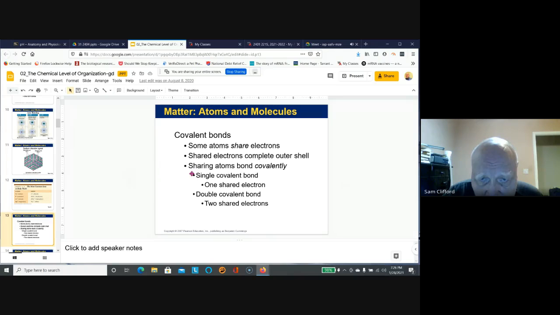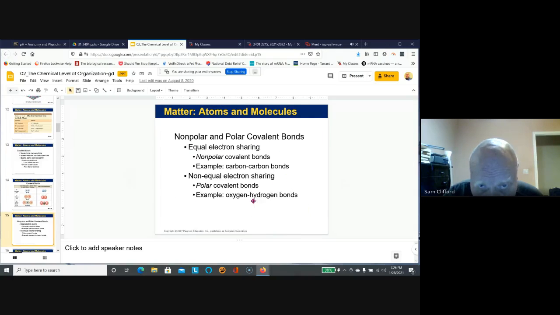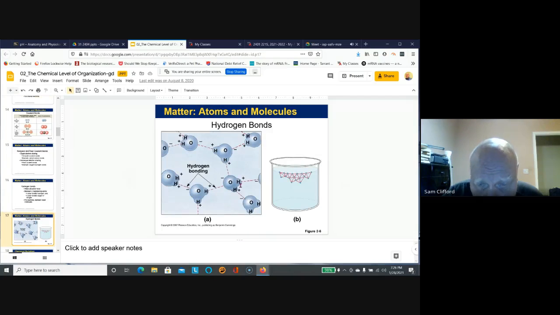Covalent bonds share electrons. So in hydrogen, they share 2 electrons. Oxygen shares 4 electrons. And each of these carbons and this oxygen each shares 4 electrons. If the electrons are shared equally, that's a nonpolar covalent compound. Carbon-carbon bonds, if the electrons are shared unequally, that's a polar covalent bond. And the classic polar bond is between oxygen and hydrogen.